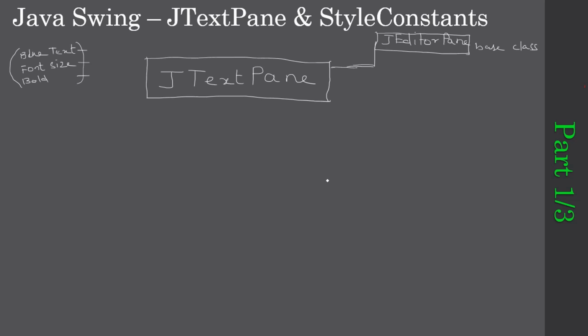Java provides something called SimpleAttributeSet. This is used to group these properties. The set here tells that it's a group. So you can group the constants into a SimpleAttributeSet by making use of StyleConstants.